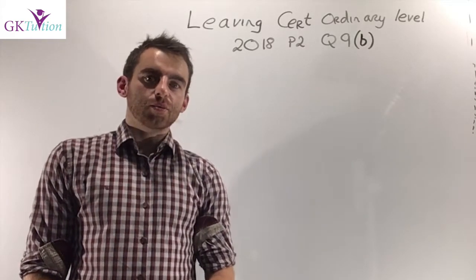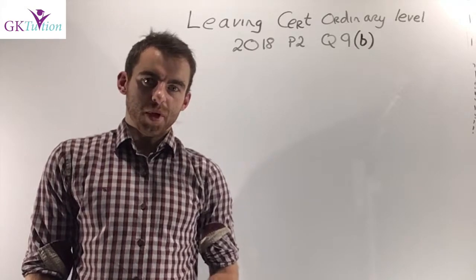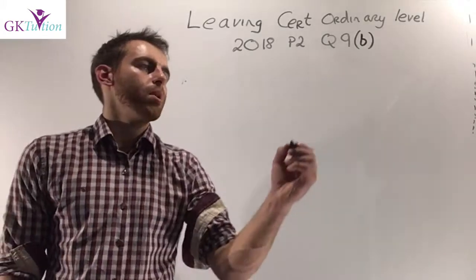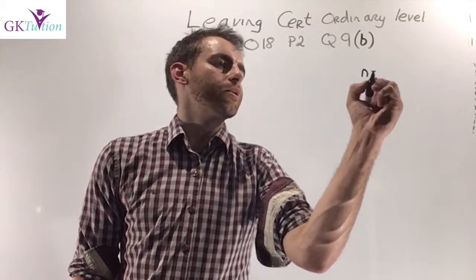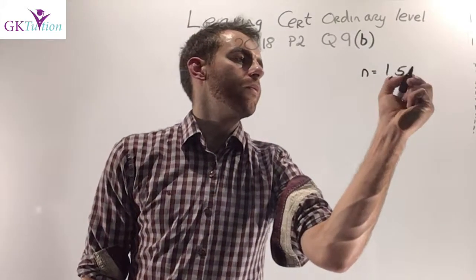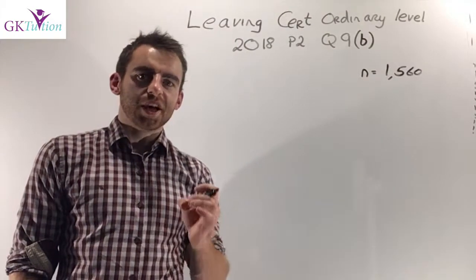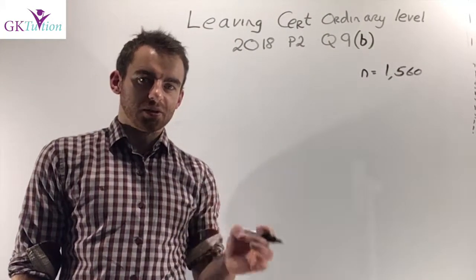In this question we're dealing with a survey. The survey is carried out to investigate the popularity of a television show. We're told that the number of people surveyed is 1,560, and we're asked to calculate as a percentage the margin of error for this survey.